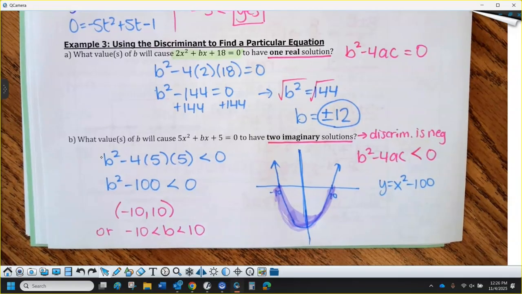If it asks you for two real solutions, I would just flip the inequality symbol over and say that the B squared minus 4AC has to be positive, and it would look really similar to that. Does anybody have a question? Okay, that's all we're doing.